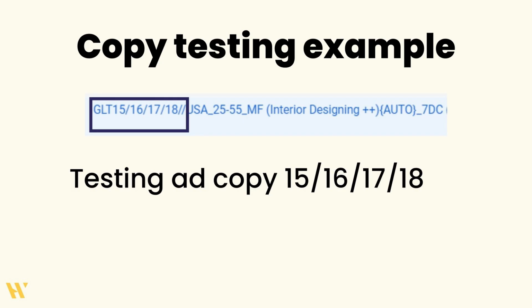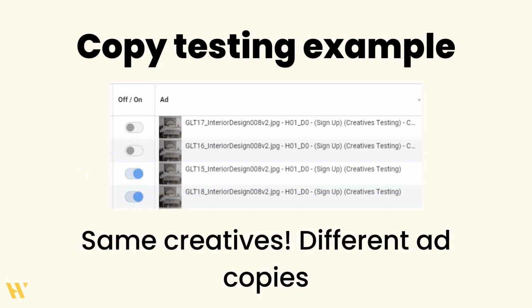Let's start with the copy testing because, as I mentioned, I also start with that. You can see in this one I highlighted GLT 15, 16, 17, and 18. We are testing those ad copies. If we jump into the ad set, you can see these are all the same creatives but different ad copies. The creative name is interior design 008 version 2, and you can see the 15, 16, 17, and 18 ad copies in there.